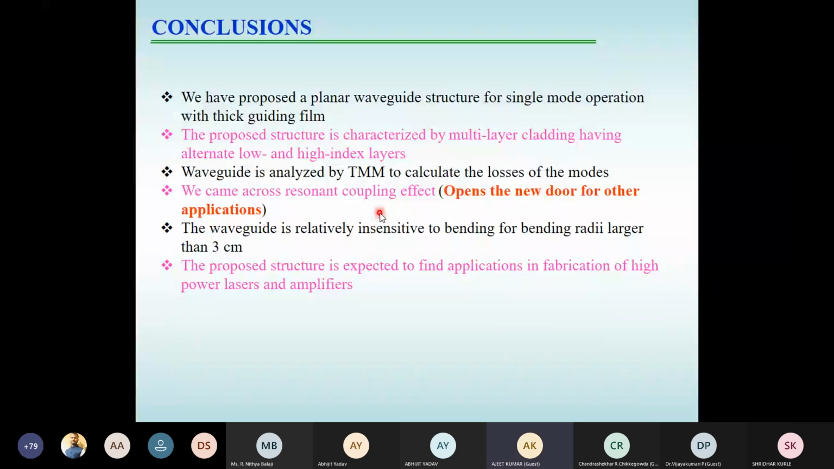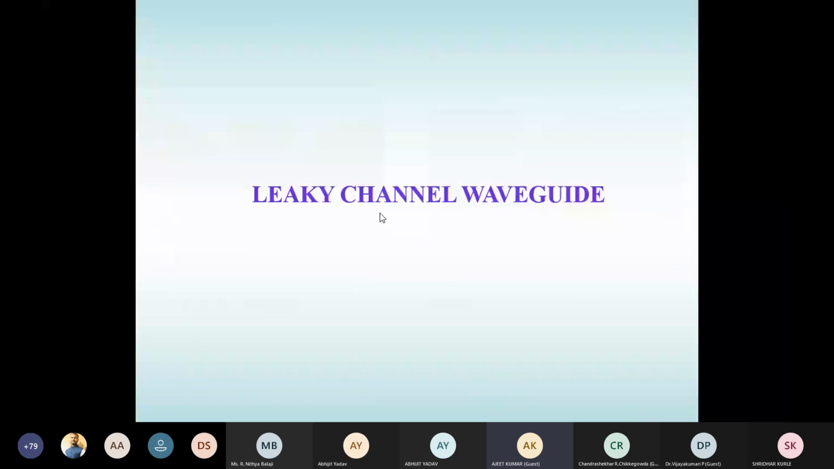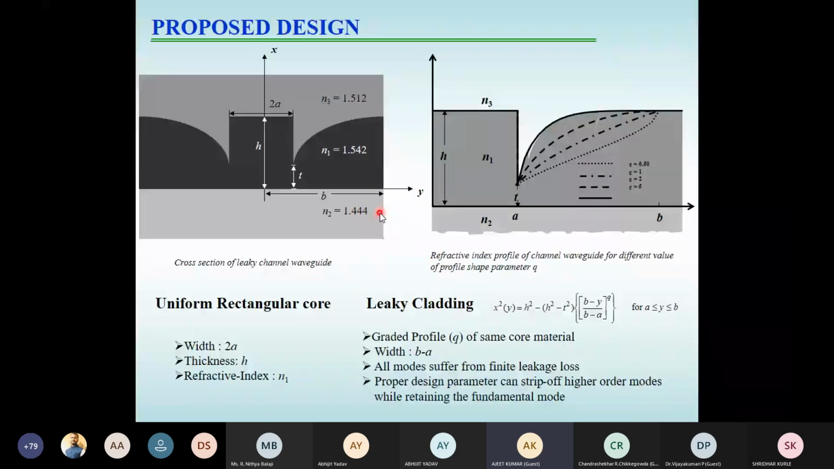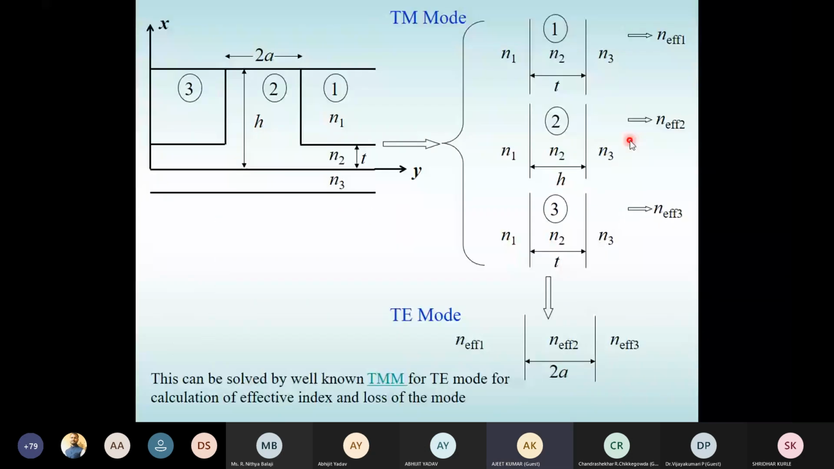So we have talked about the 1D, now we'll talk about the 2D structure. For the 2D structure, I will not go into much detail, but we have given the structure design and analyzed it by using the effective index method, in which we first solve the structure in one direction, and then we come to the effective index profile, which is solved in the other direction.